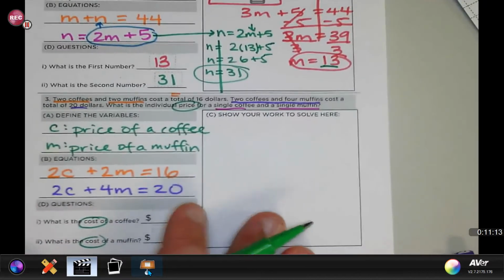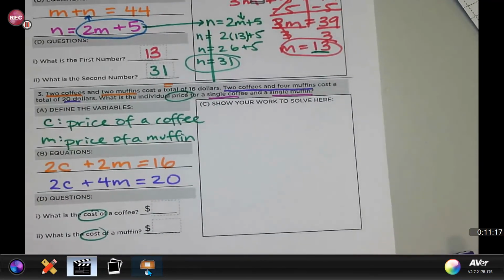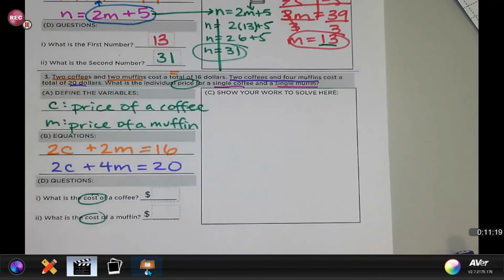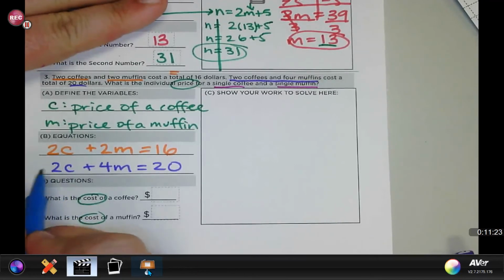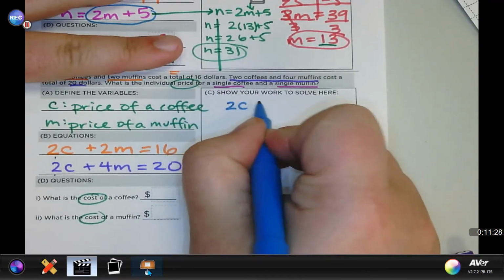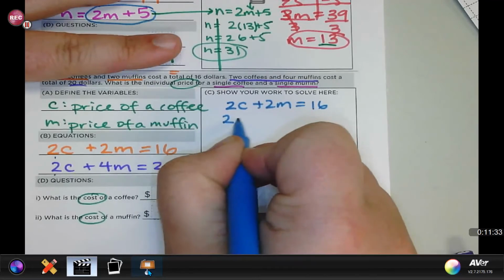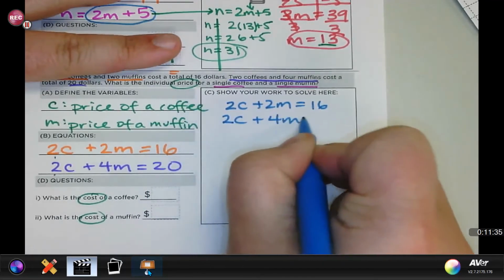All right, and then this last one lends itself really nicely to elimination, because look at my C's. They line up and there's a 2 in front of each of them. So I'm going to rewrite them over here. 2C plus 2m equals 16. 2C plus 4m equals 20.